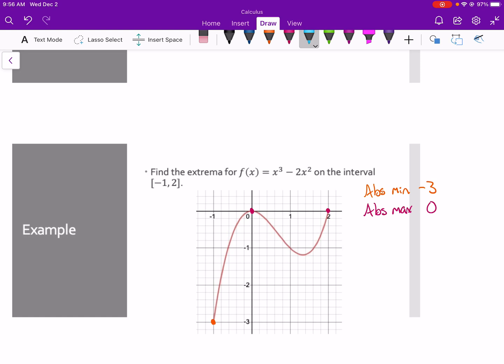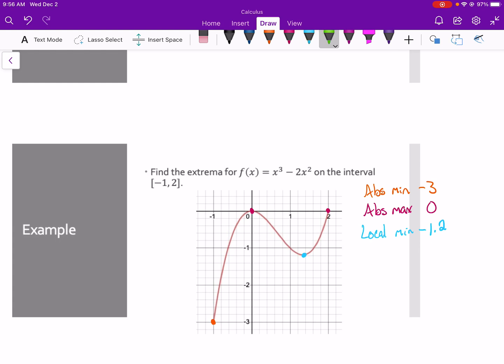Let's look for local minimum. So is there a lowest point in its area? Well, it looks like somewhere around right here. So we have a local minimum of about, I would say, -1.2. That's probably occurring at about 1.35-ish. I care more about the y value anyway. So that's our local minimum.